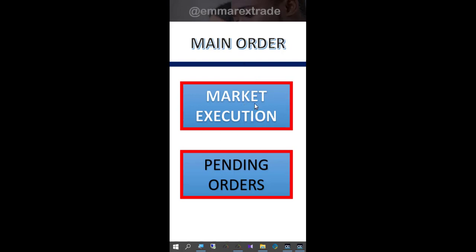That's market execution. Then, of course, maybe you have done your analysis and say, no, this price is too high for me to buy, because every trader wants to buy at a lower price and sell at a higher price. So you want to wait for the price to come to your preferred price, your choice price. Then you're going to use a pending order.